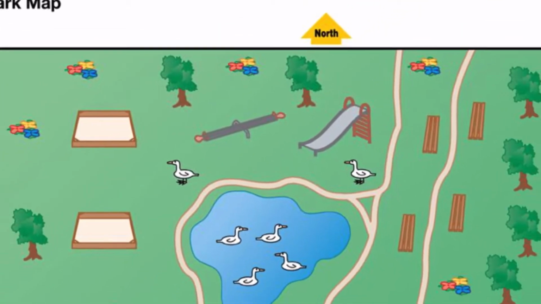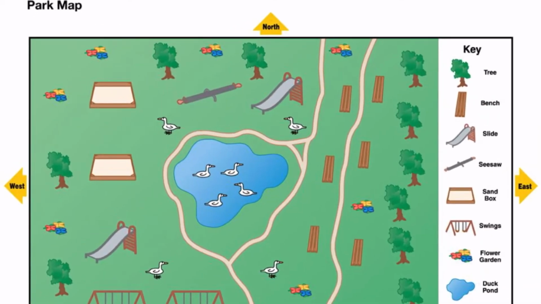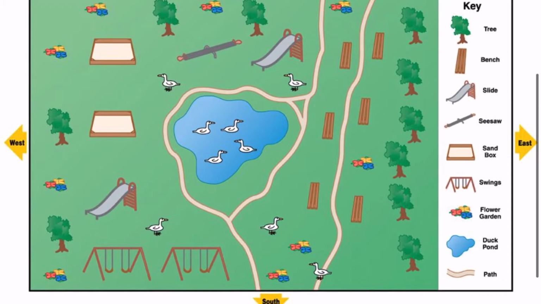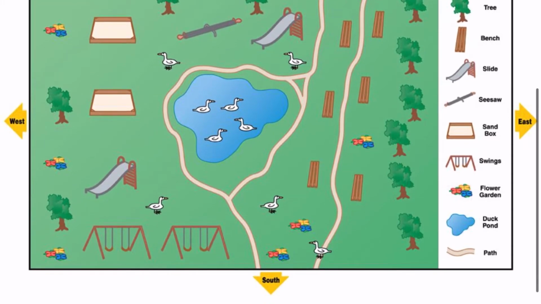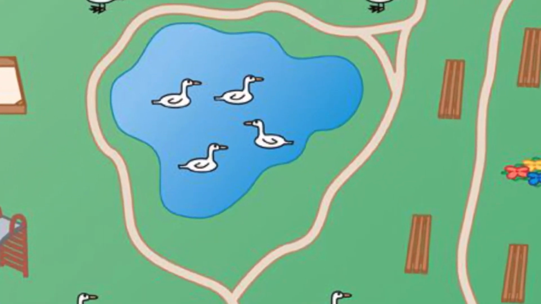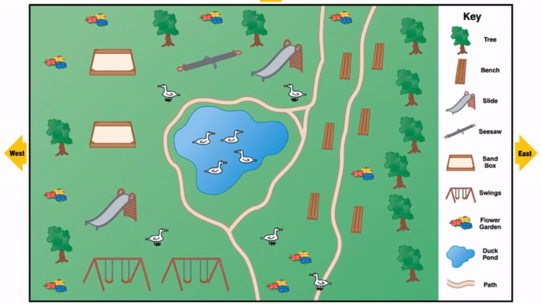All right, now we have the seesaw, which is to the blank of the duck pond. Okay, think about it. North, south, east, or west? The seesaw is actually north of the duck pond. Very good. So here is why it's so important to use cardinal directions.